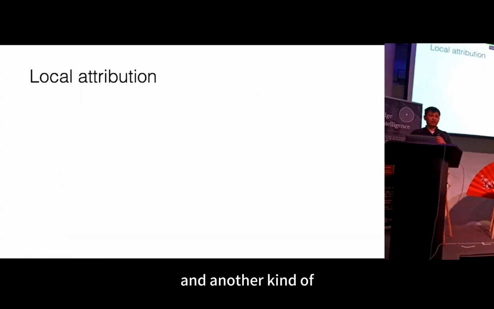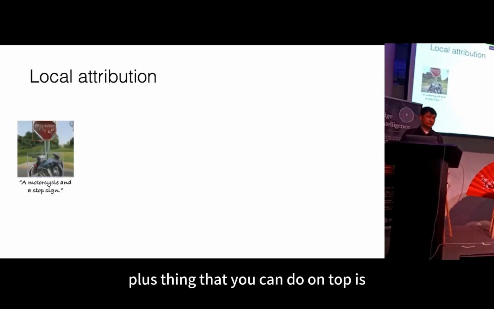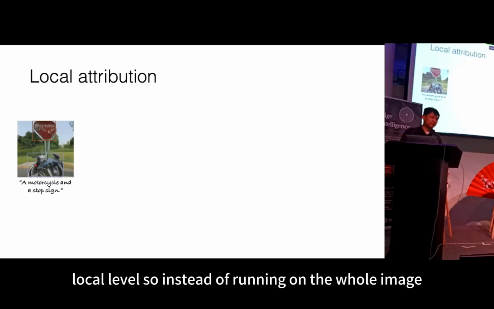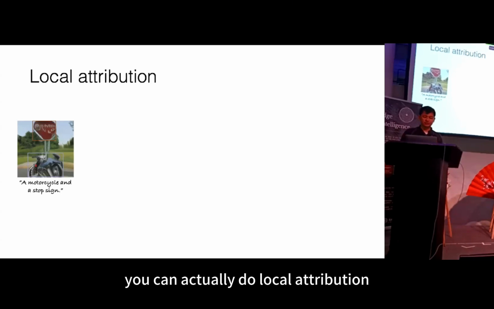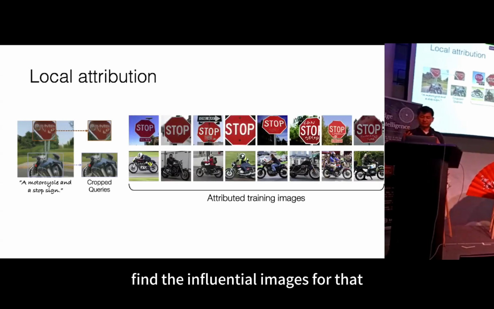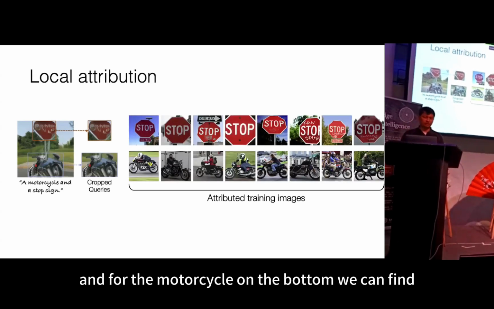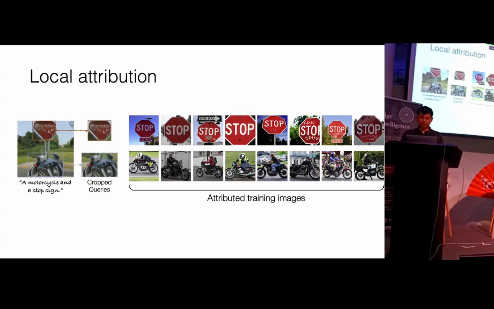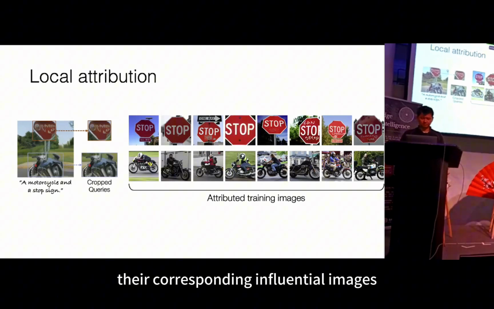And another little plus thing that you can do on top is, there's nothing preventing you in the math from doing this on a local level. So instead of running on the whole image, you can actually do local attribution. For the little stop sign up top, we can find the influential images for that. And for the motorcycle on the bottom, we can find their corresponding influential images.